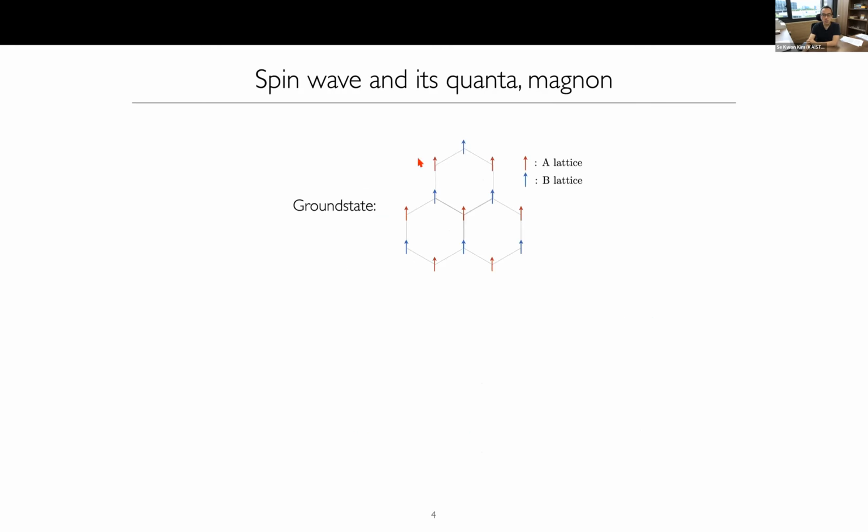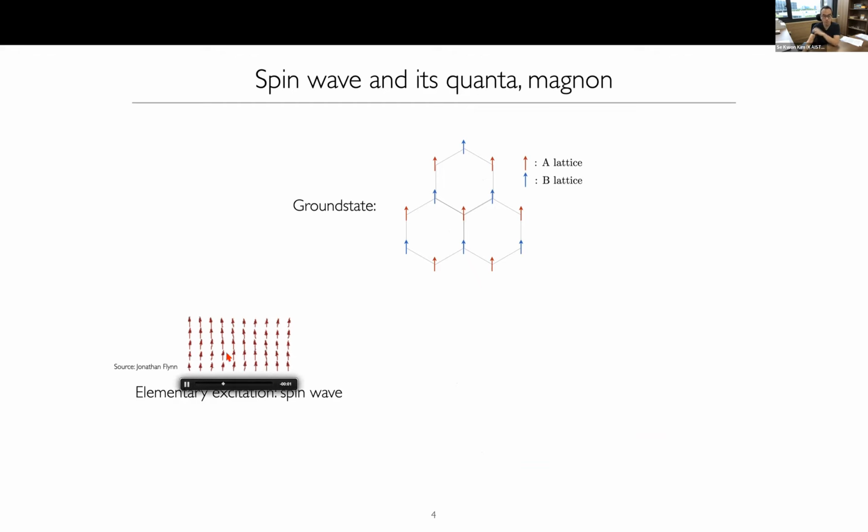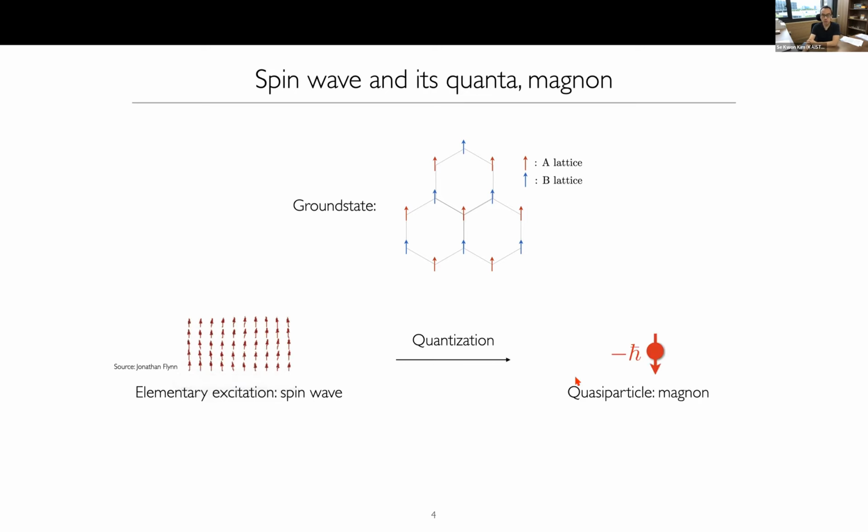In the ground state, all the spins are in the same direction like this. Elementary excitations from the ground state are spin waves, as shown in this animation. And we can quantize this spin wave, and then we get a quasi-particle, which is called a magnon. A magnon is a boson, and it carries a spin of h bar, and the spin direction of a magnon is in the opposite direction of the spin direction of the ground state.